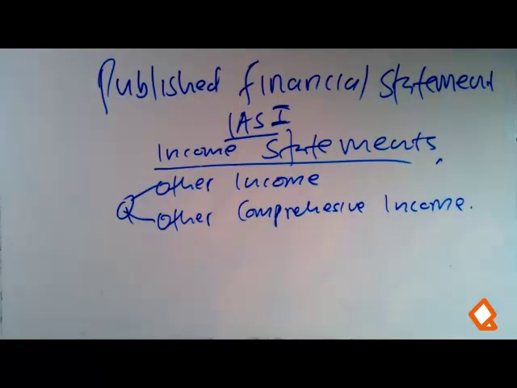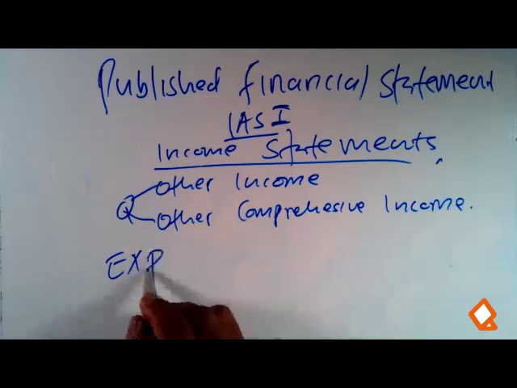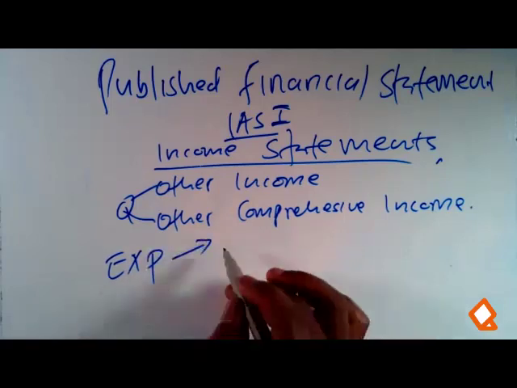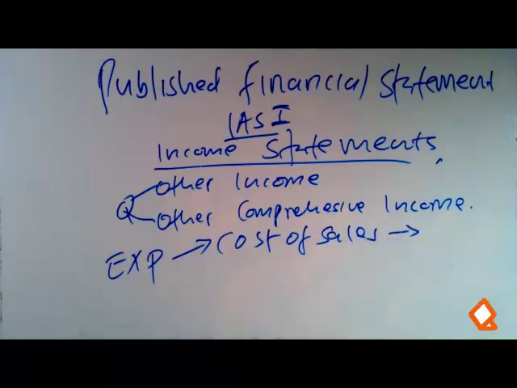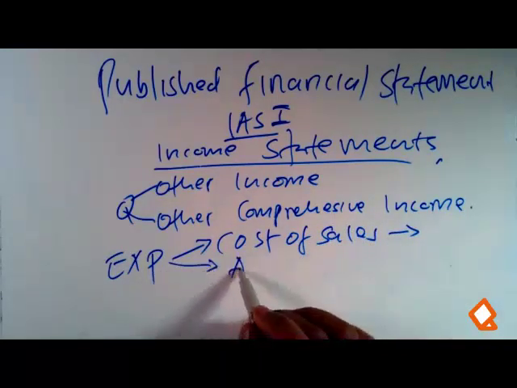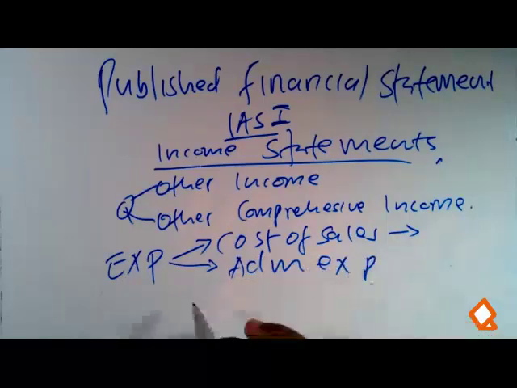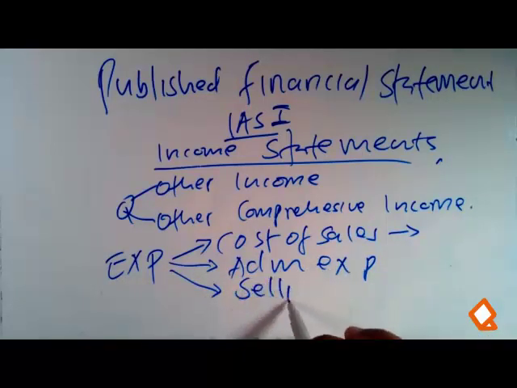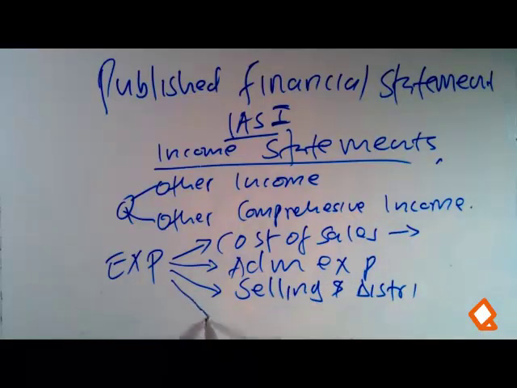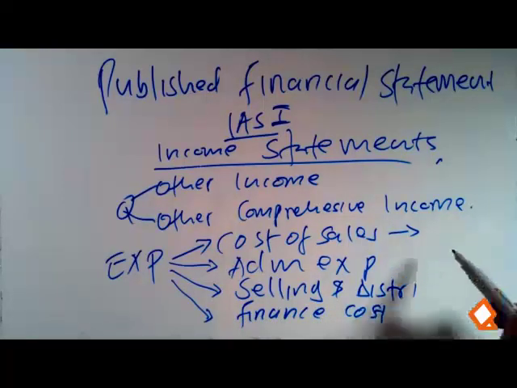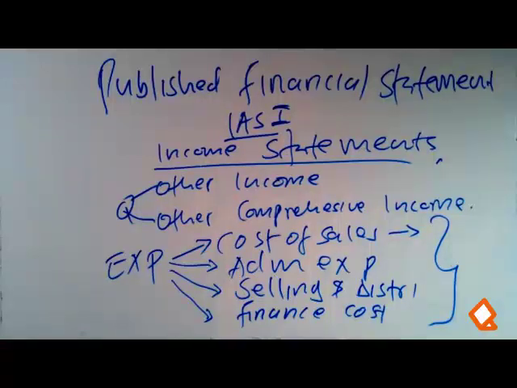Another thing you have to know is that under published financial statement, the expenses are classified under 4 categories. Number 1, we have the cost of sales. This one you use when getting the gross profit. Then we have administrative expenses. Then we have selling and distribution expenses. And lastly, we have the finance cost. Those are the major 4 expenses we'll be showing under published financial statement.